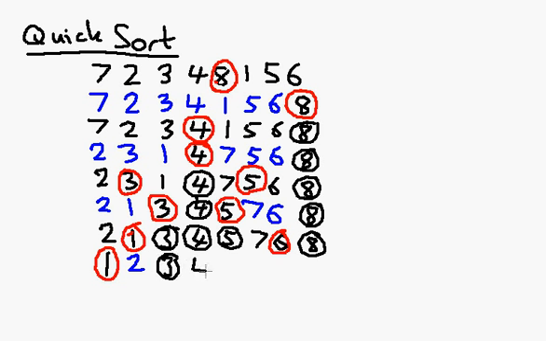3, 4, 5, and we've got the 6, okay, the 8 on the end. Okay, the 6 is the pivot, so that gets a red, and 7 is the number that has been moved to the right hand side of the 6.